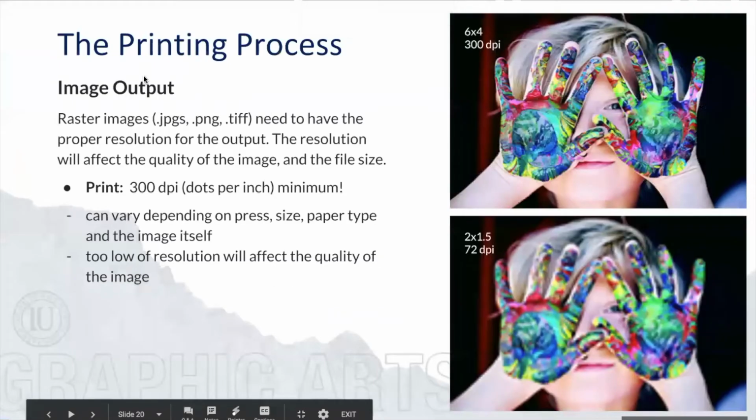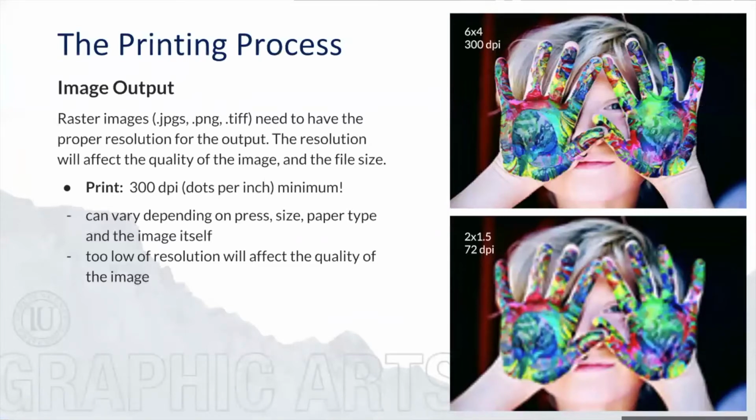So here's another example. Those raster images, JPEGs, PNG, TIFF files, they need to have the proper resolution for the output. The resolution's going to affect the quality of the image and the file size. So again, for print, 300 DPI, dots per inch minimum. Here's a good 300 DPI, 6x4. Look at how nice and clear this is.